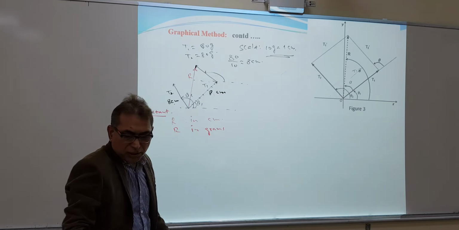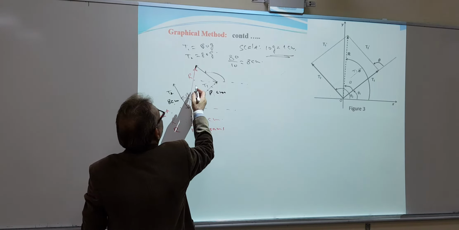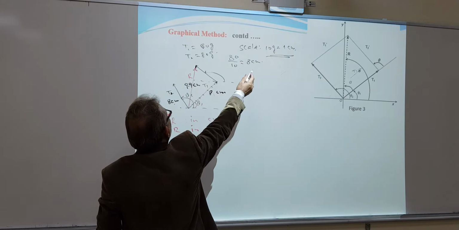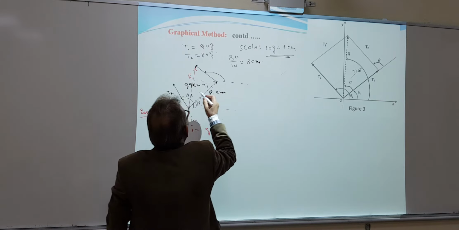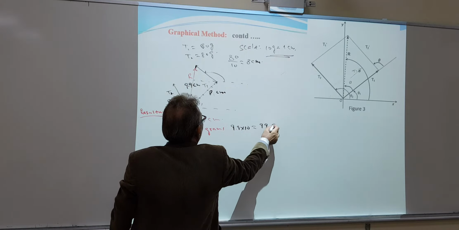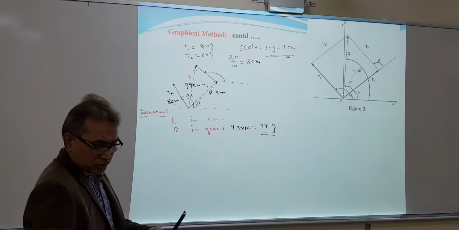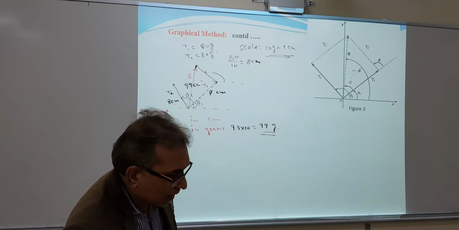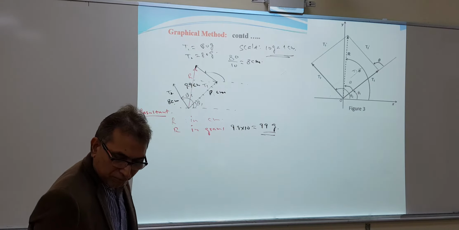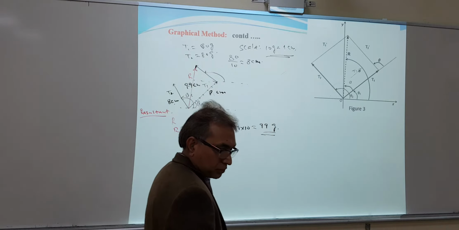How to find R in grams? Before, you divided to get centimeter; now you will multiply. For example, if it is 9.9 centimeter, 9.9 multiplied by 10, so you will have 99 gram. This is your determined value. This is how we do it. I will explain it again once I finish the briefing in the second part of the lecture.